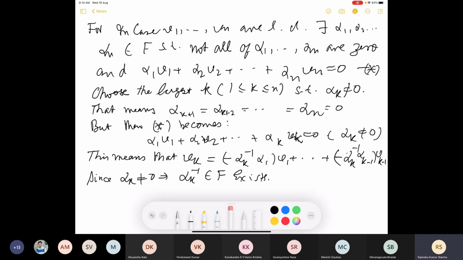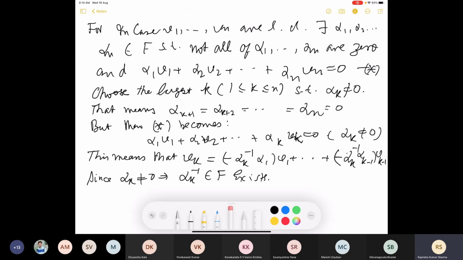We also proved that if there is a set of n vectors in V, then either they are linearly independent or there exists some integer k between 1 and n such that Vk is a linear combination of the preceding vectors. That means Vk is a linear combination of V1, V2, Vk minus 1.